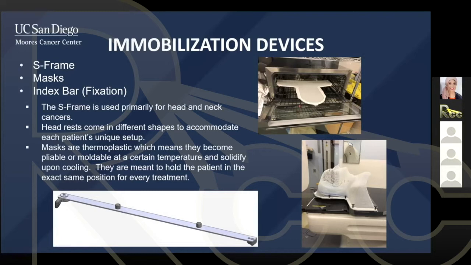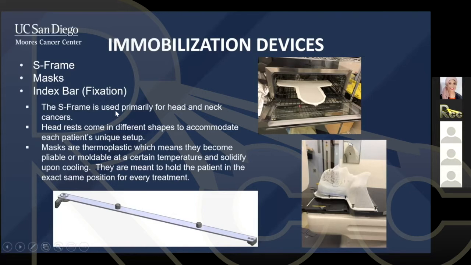All of these patients lay on top of what's called an S-frame. This is a board that goes on top of the table so that the mask can be snapped down to it. It's used primarily for head and neck cancers. There are headrests that come in different shapes to accommodate each patient's unique setup for these head and neck cancers. You can see right here, there's a custom headrest for this patient.